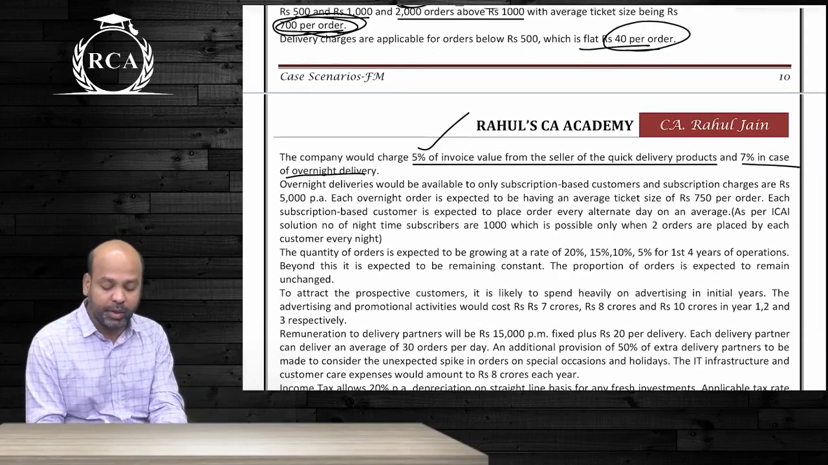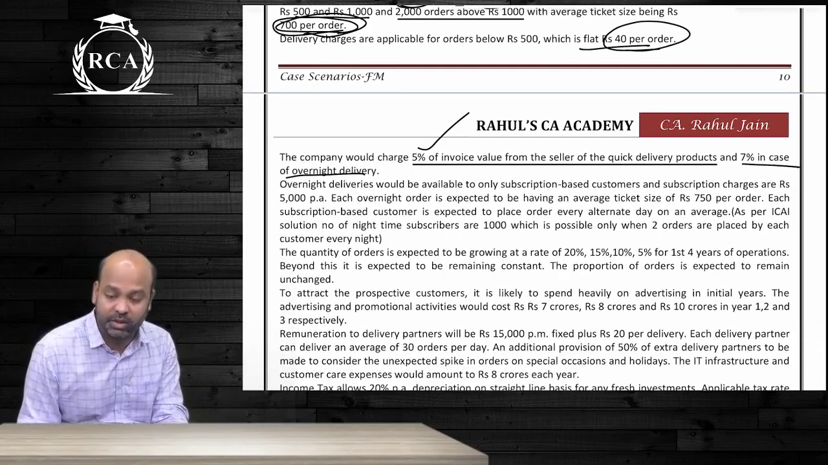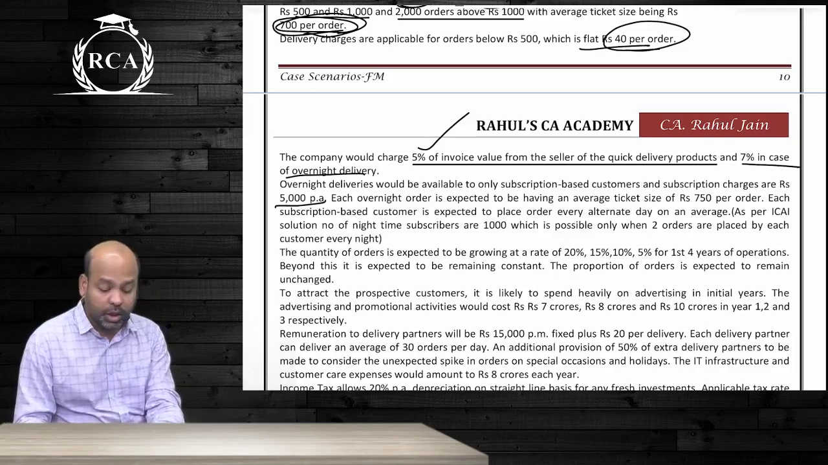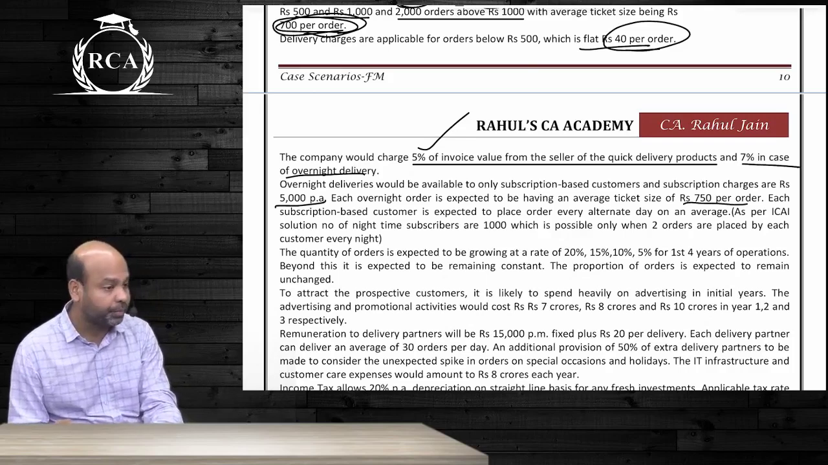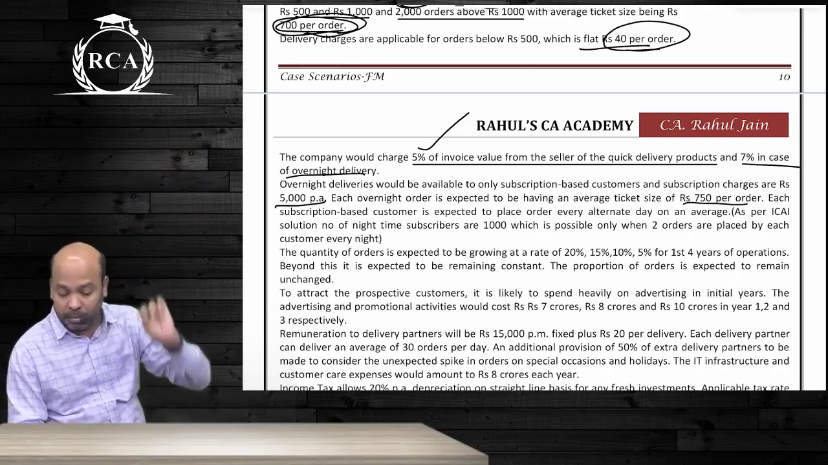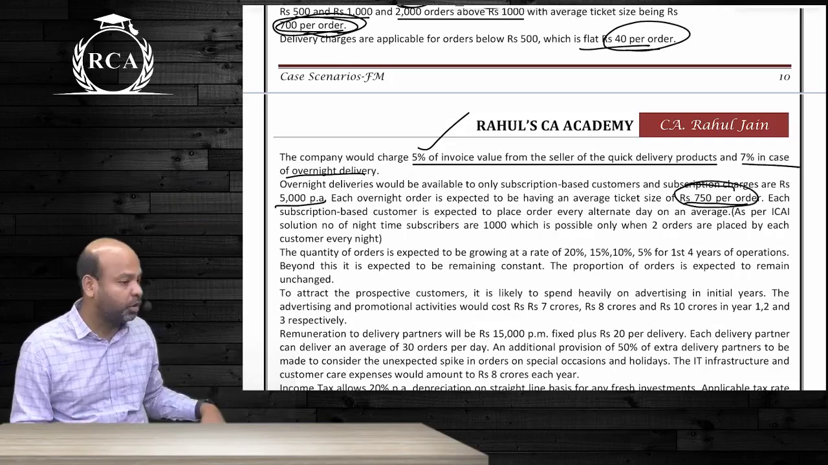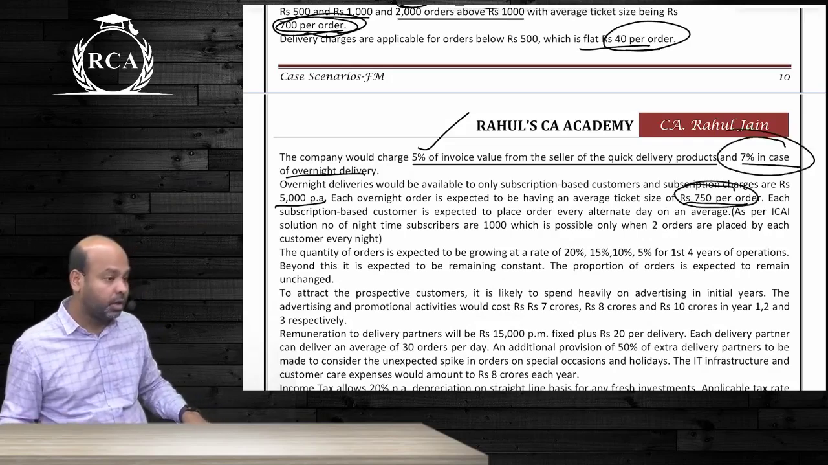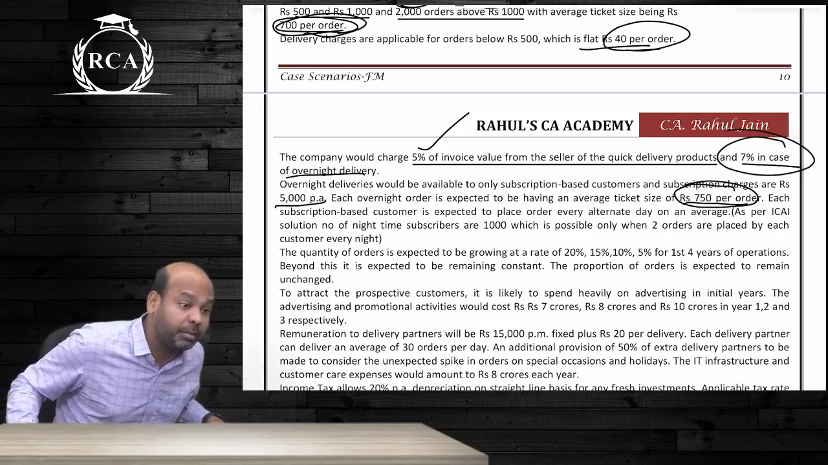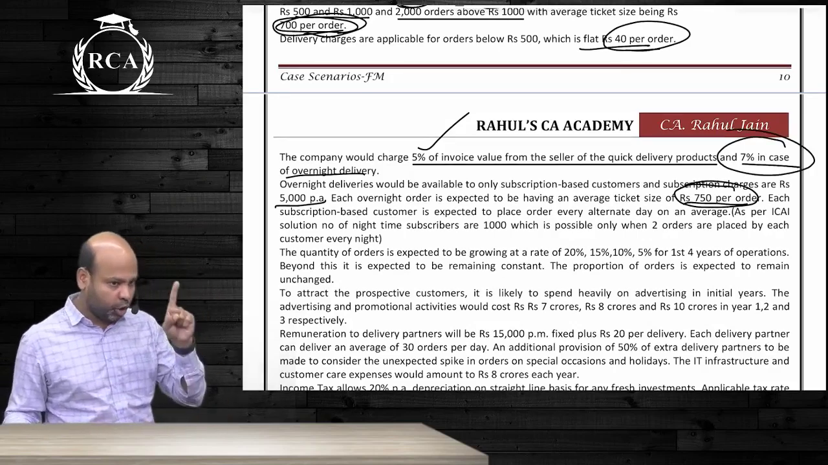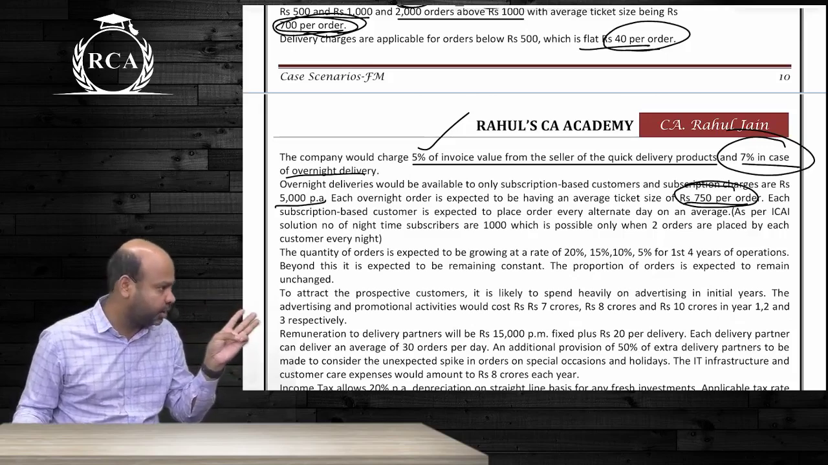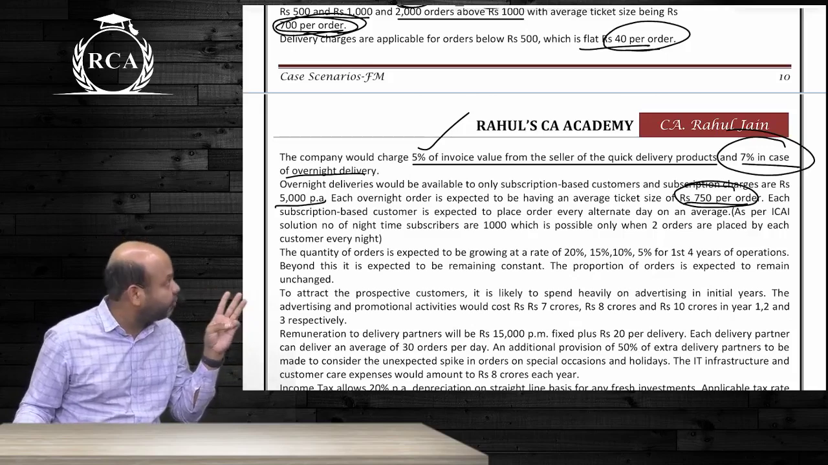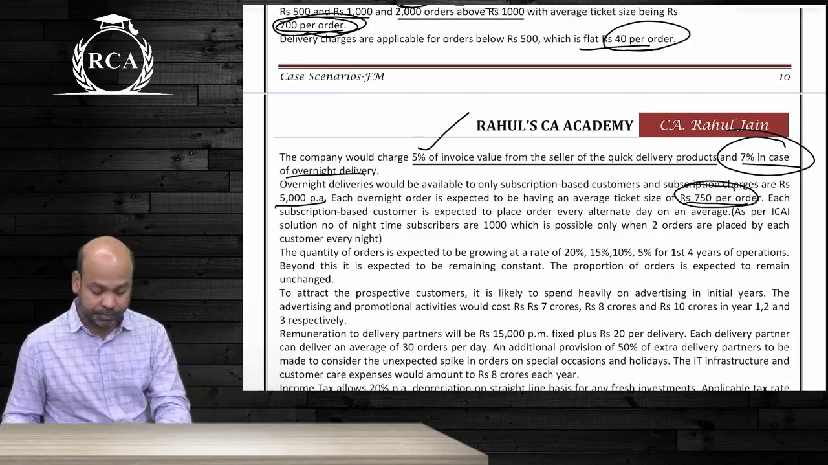Overnight deliveries would be available to only subscription based customers. Subscription customers will pay 5,000 per annum. Each overnight order is expected to have an average ticket size of 750 per order. So 2,000 orders multiplied by 750 rupees per order multiplied by 7% is the amount of commission that you will get from overnight orders. You got commission from quick deliveries, you got commission from overnight orders, guys. Yes or no? And delivery charges 40 and subscription. Subscription we come to next.